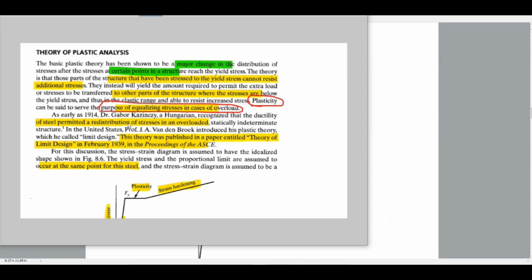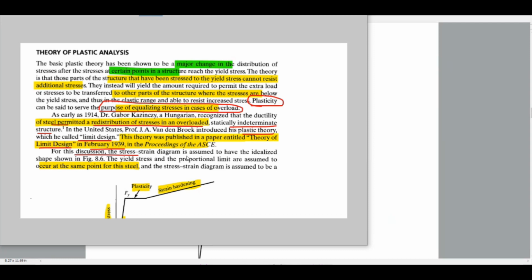As early as 1914, Dr. Gabor Kazinczy, a Hungarian, recognized that ductility of steel permitted a redistribution of stress in an overloaded, statically indeterminate structure. So, ductility permits the redistribution of stresses in an overloaded, statically indeterminate structure. In the United States, Professor J. Van den Broek introduced this plastic theory, which he called limit design. This theory was published in a paper entitled Theory of Limit Design in February 1939.